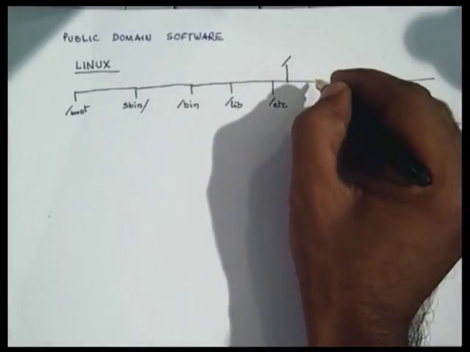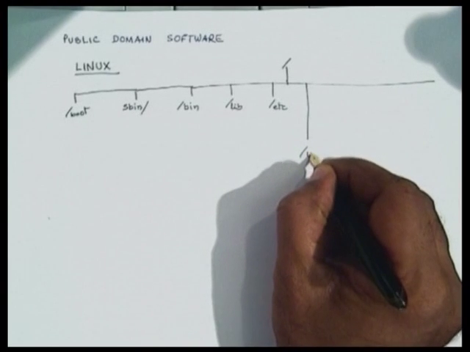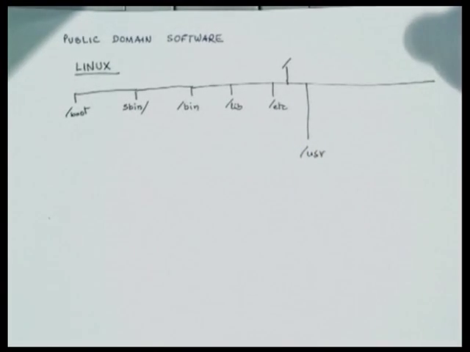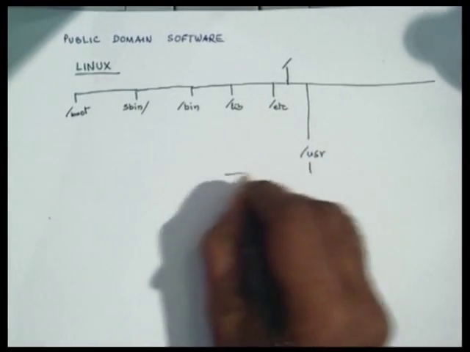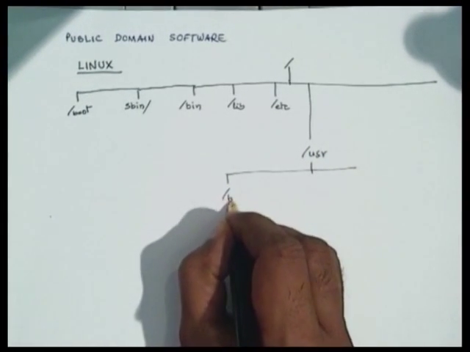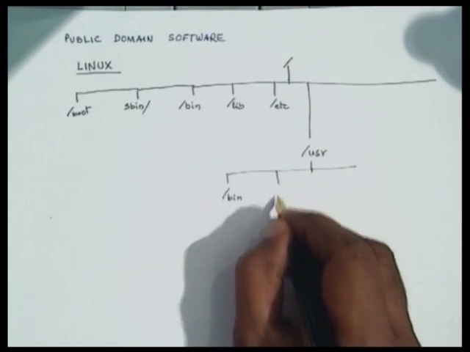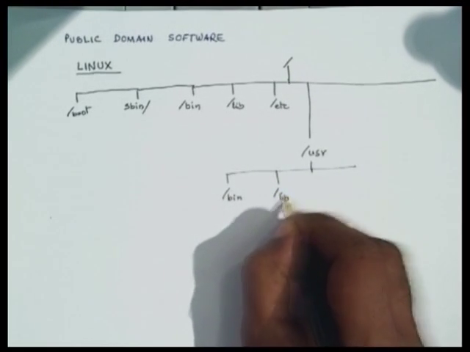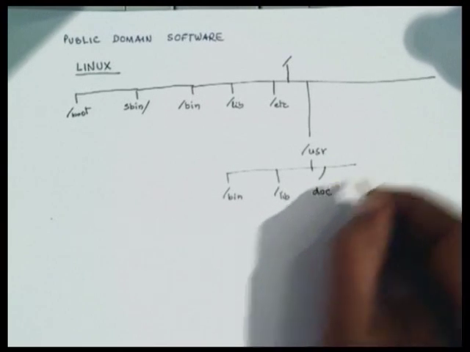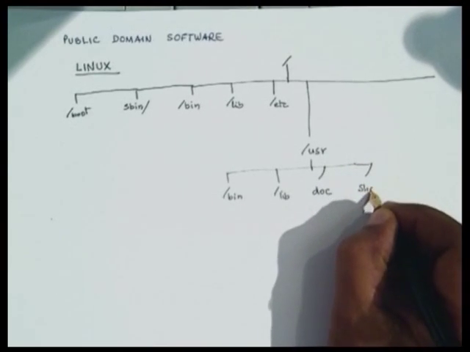Such things typically go in a branch of this tree called user. Okay, so user is essentially another directory just under root. Okay, it is spelled USR. Okay, and this user again has these same subdirectories. So under user, then you have user bin, user lib, user doc, user share.